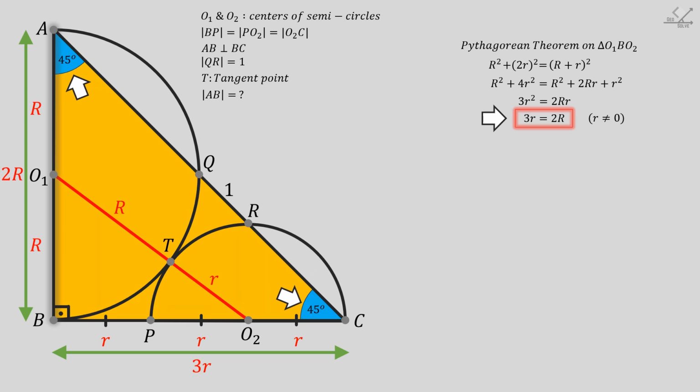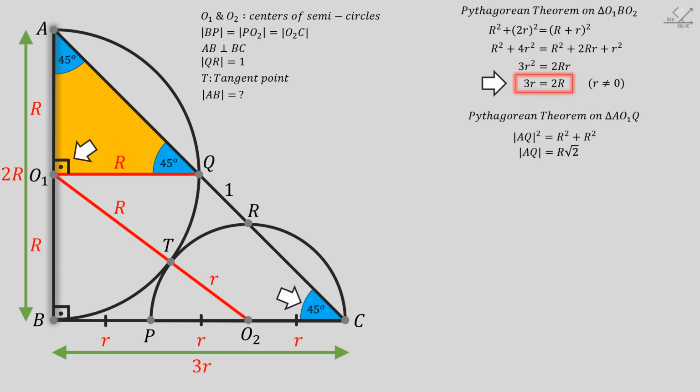After that, let's connect center of the large semicircle to point Q. Notice that this line segment is also the radius of the semicircle. Then we have this isosceles triangle. That means its base angles must be equal. And from here, we can see that this is a right-angled isosceles triangle. And its hypotenuse will be simply r root 2 units.